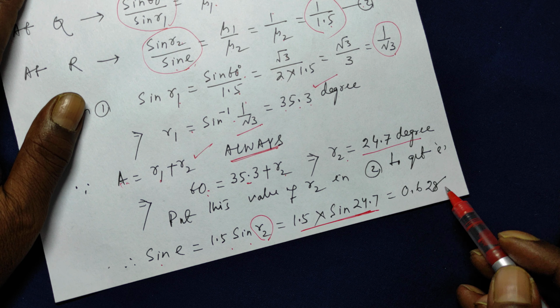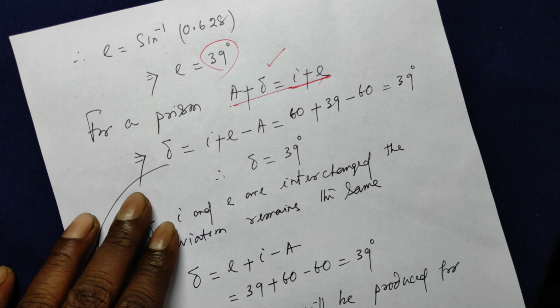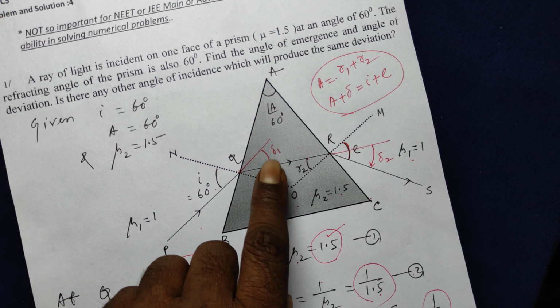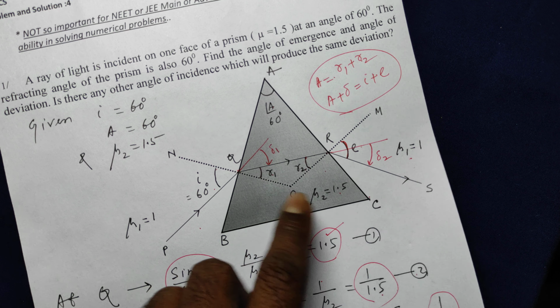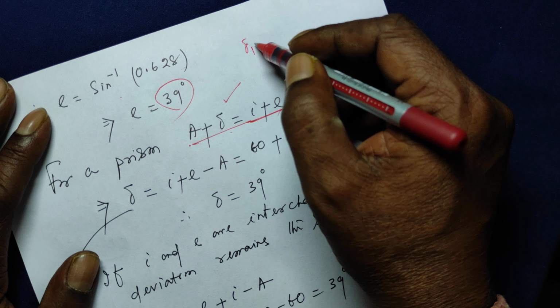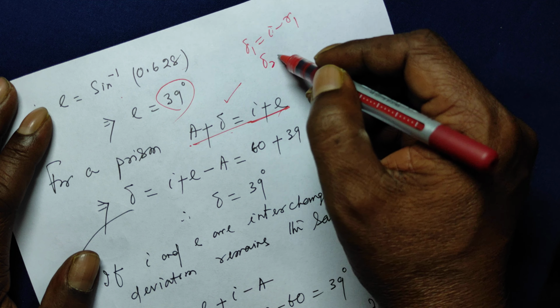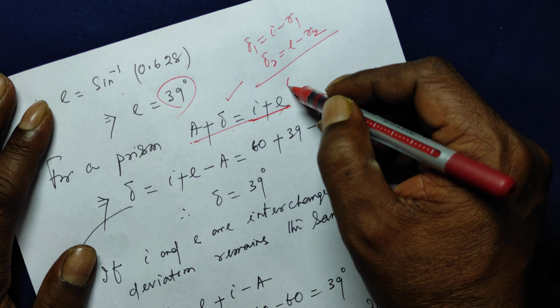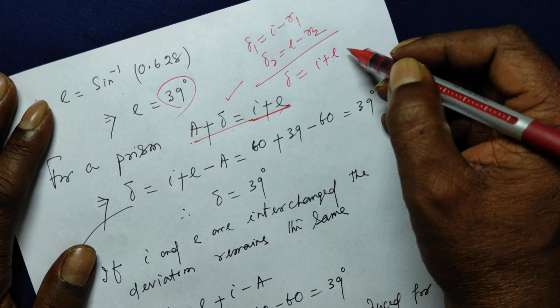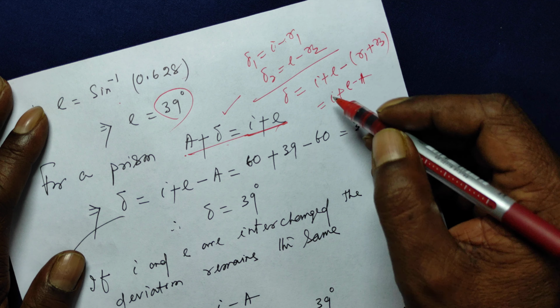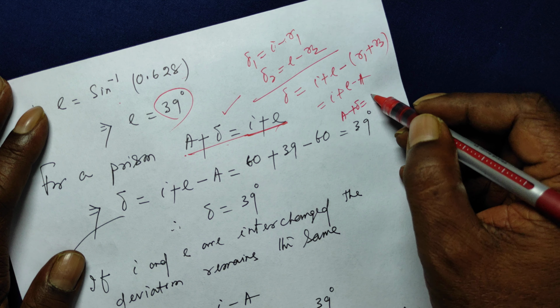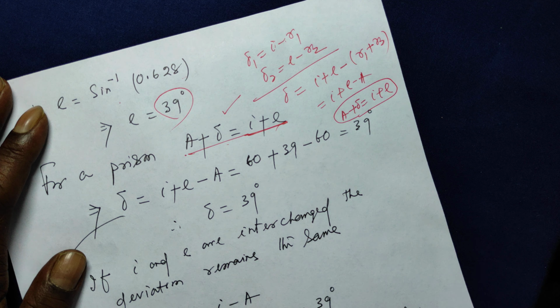And also for a prism, we know A plus delta is always I plus E, where delta is the total deviation. And what is total deviation? Delta 1 plus delta 2. Delta 1 is equal to I minus R1, delta 2 is equal to E minus R2. So the total deviation delta is equal to this plus this, that is equal to I plus E, taking minus common, R1 plus R2. And this is always equal to A. So I plus E minus A comes to this side. So A plus delta is always equal to I plus E. This you must have done in your school days.